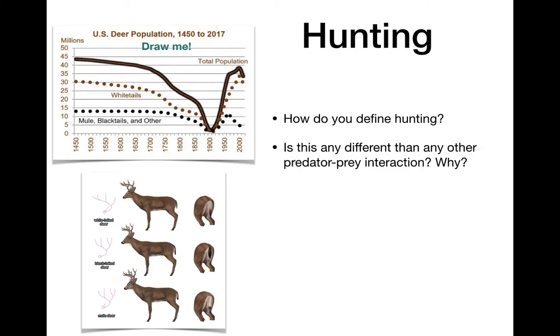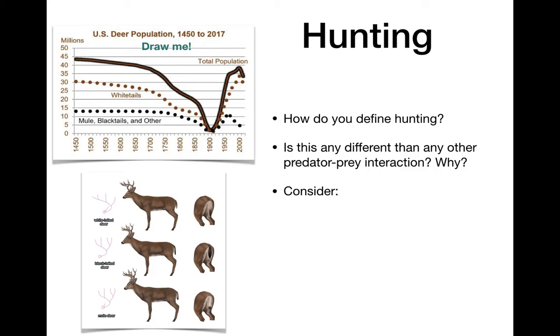How is this different from other predator-prey interactions like a wolf killing a deer? Why is a human killing a deer different? Well, one of the big things is that humans use technology to help us kill deer. So we're definitely not going out there with our bare hands trying to kill a deer. We also don't need to eat the deer to survive. I think that's an important difference as well.